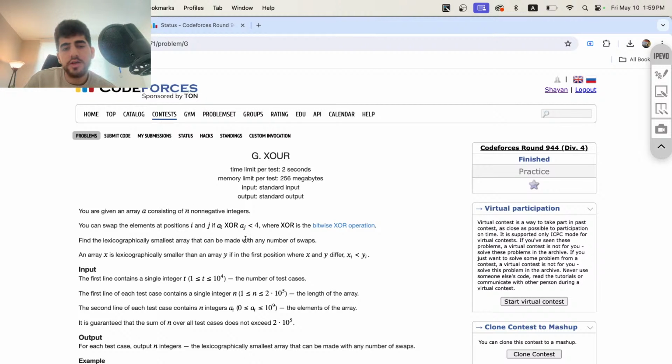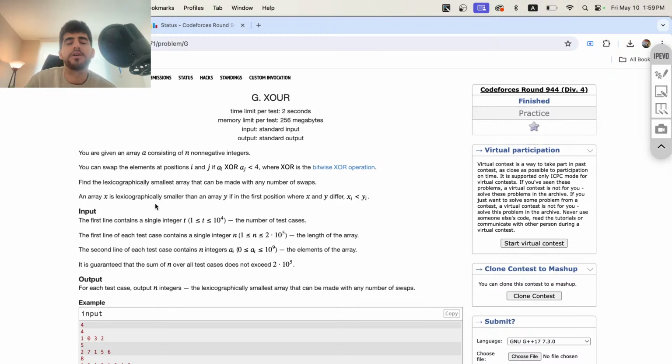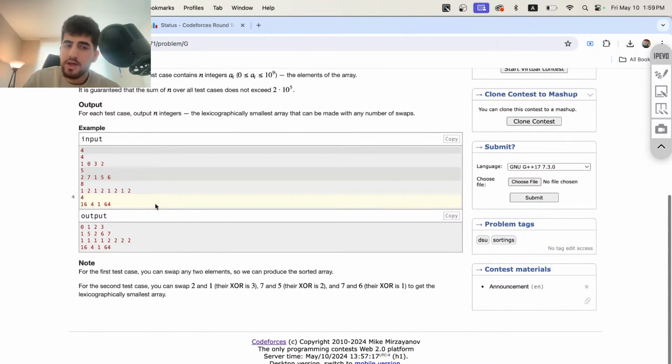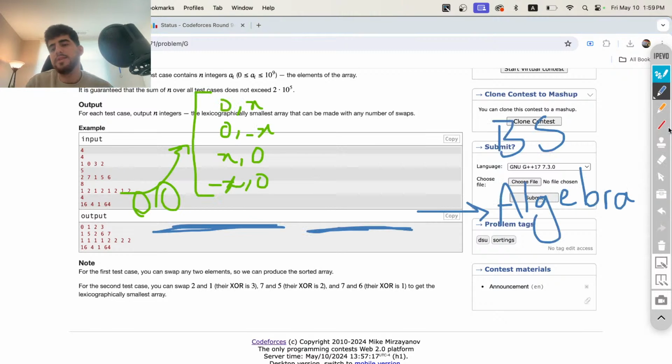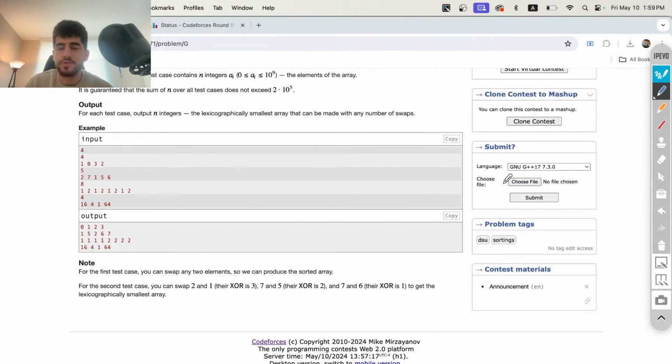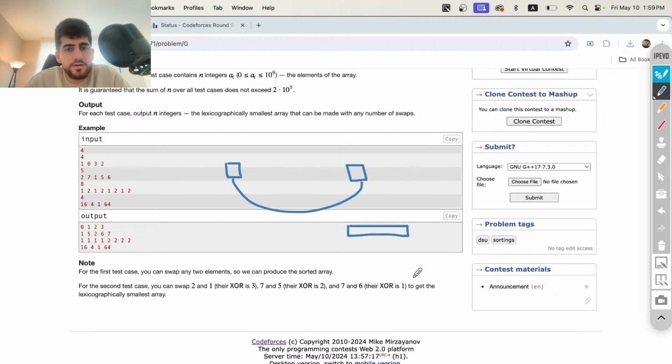So in here you can swap two elements if A_i XOR A_j is less than 4, and you want to make the array lexicographically smallest. How can you do that? We will have some connected subgraphs. I can draw an edge between two elements if and only if the XOR of their values is less than 4. That means if we divide them by 4, they are the same, or if we write them in base 2, only the last 2 digits are different.